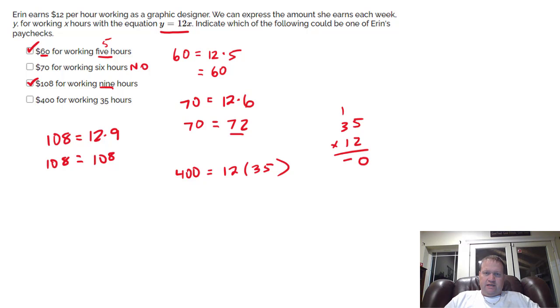2 times 3 is 6, plus 1 is 7, carry a 0. And then that becomes a 5 and another 3. And if I add this up, 7 and 5 are 12, and that makes $420. Well, it's not possible to make 400 if the dollar amount was supposed to be 420, so this one is also a no.